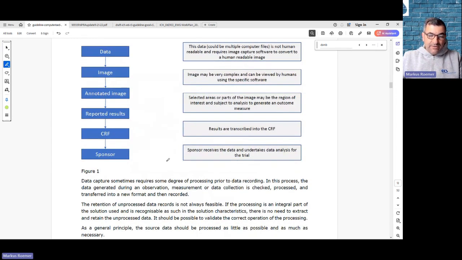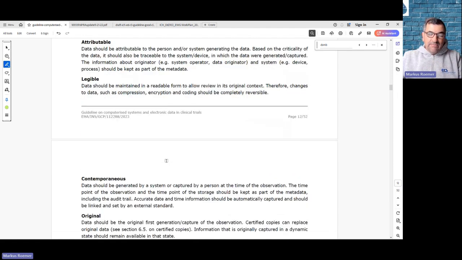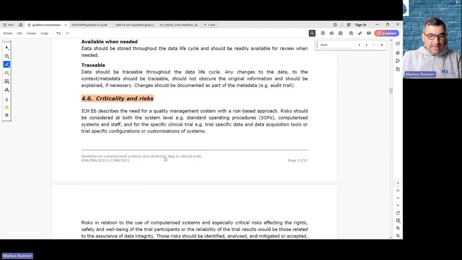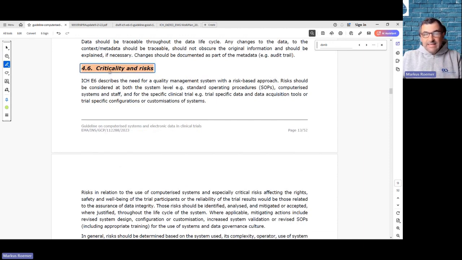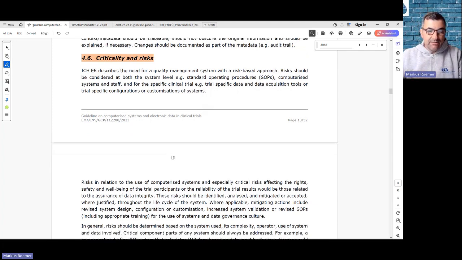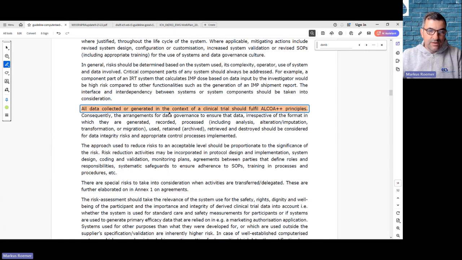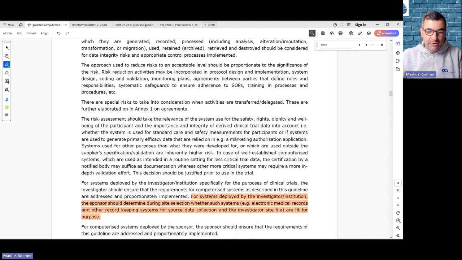Nice diagrams and figures are also in it, the Alcoa++ principles. Then a good section about criticality and risk, and not criticality of functions where I press the button here and so on. It's really the criticality based on the study and the decision-making process. All data collected or generated in the context of a clinical trial should fulfill Alcoa++ principles, for sure. Yeah, if this is in question, we have a problem.